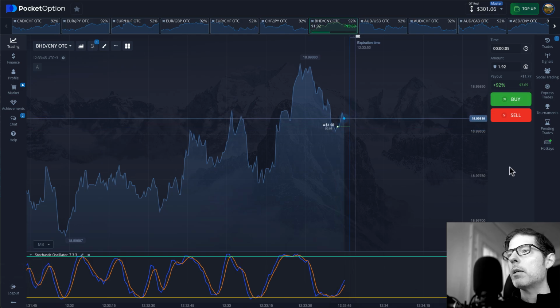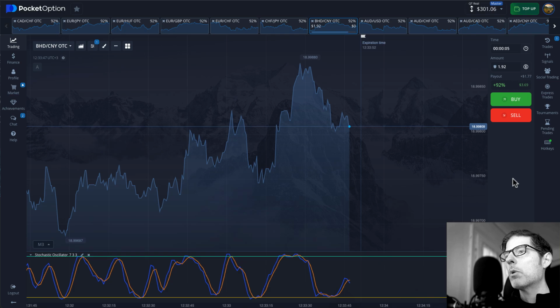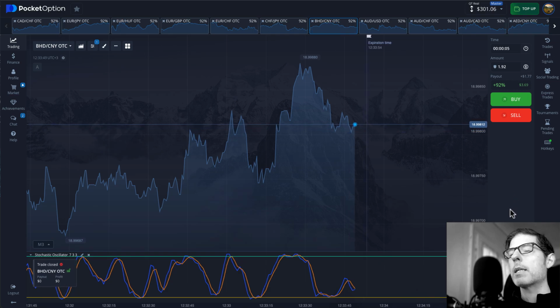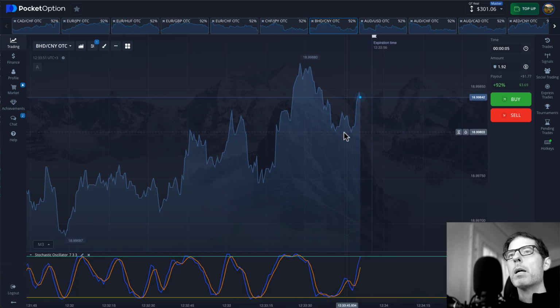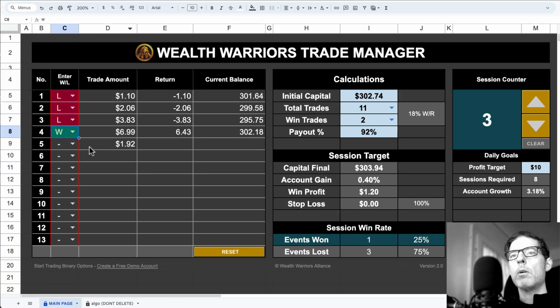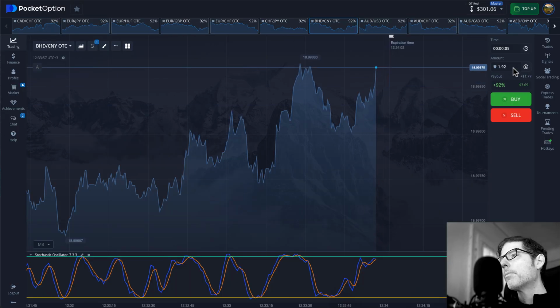Let me go ahead and see it right there. 2 more seconds, 1 more second, and what do we got? Looks like, yeah, it was a loss. It just barely got my entry there, so let's go ahead and mark this as a loss. Next trade amount is $4.